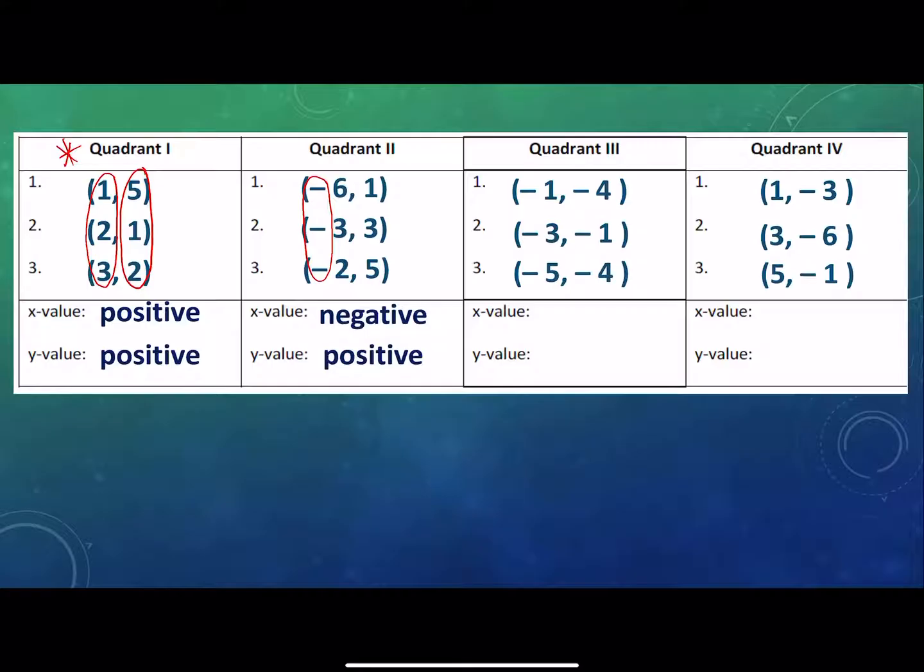In quadrant 3, both are negative, and that will always be true in quadrant 3. And then in quadrant 4, my y values are negative, but my x values are positive, and that will always be true in quadrant 4.